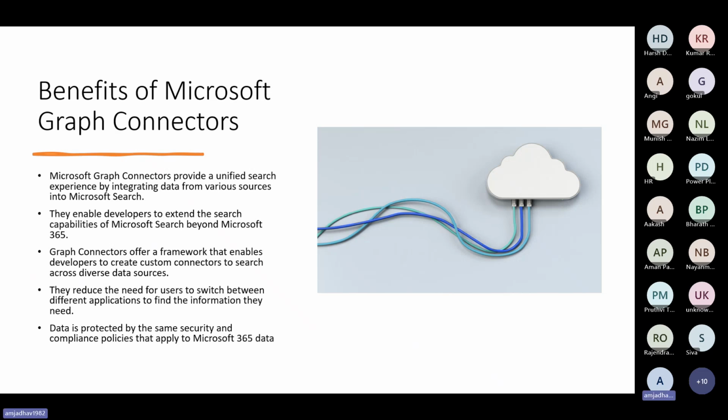It enables you to create custom connectors across diverse data sources. So if you have a CSV, or any kind of data source that is available, you can use the graph search endpoints to create the connection, push that data, apply the permissions on that particular indexed item, and the data will be available in your flow of work. It will reduce the need for users to switch between different applications to find that information. It is within the flow of work you are getting that information, and the data is protected by the same security and compliance policies that are applied within Microsoft 365 data.